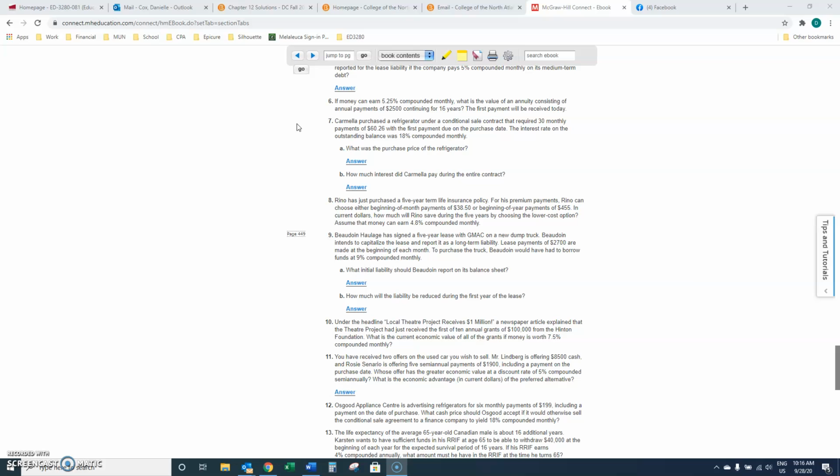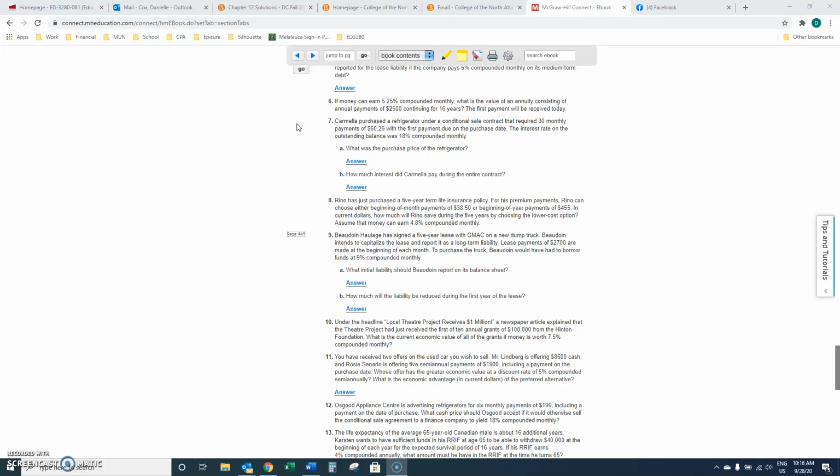But just first payment due on the purchase date is signifying to me that it's beginning of period. So then I'm going to have to change my calculator to beginning, so I would jot that down. The interest rate on the outstanding balance was 18% compounded monthly. So what was the purchase price?